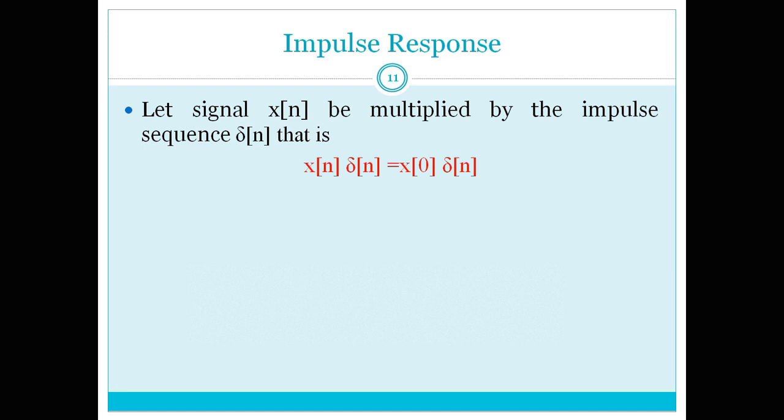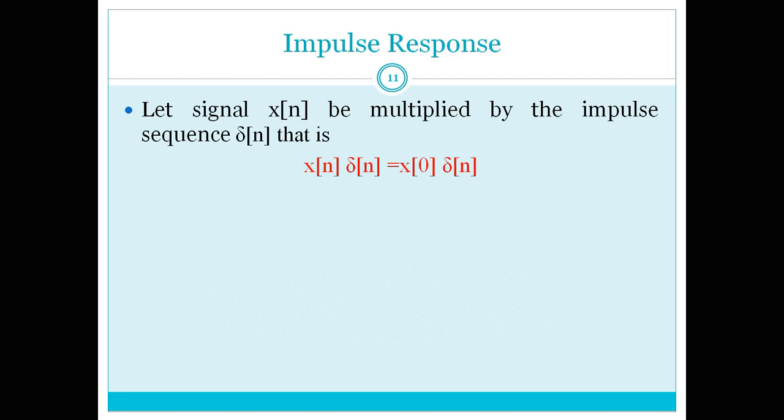Let me take x of n as some signal from minus infinity to infinity. It is having some different values. But when multiplying with the impulse, what will happen? Impulse has 0 value other than at n equal to 0. All values of x of n into delta n will be 0 except at n equal to 0. So that is exactly equal to x of 0 delta n, that's all.